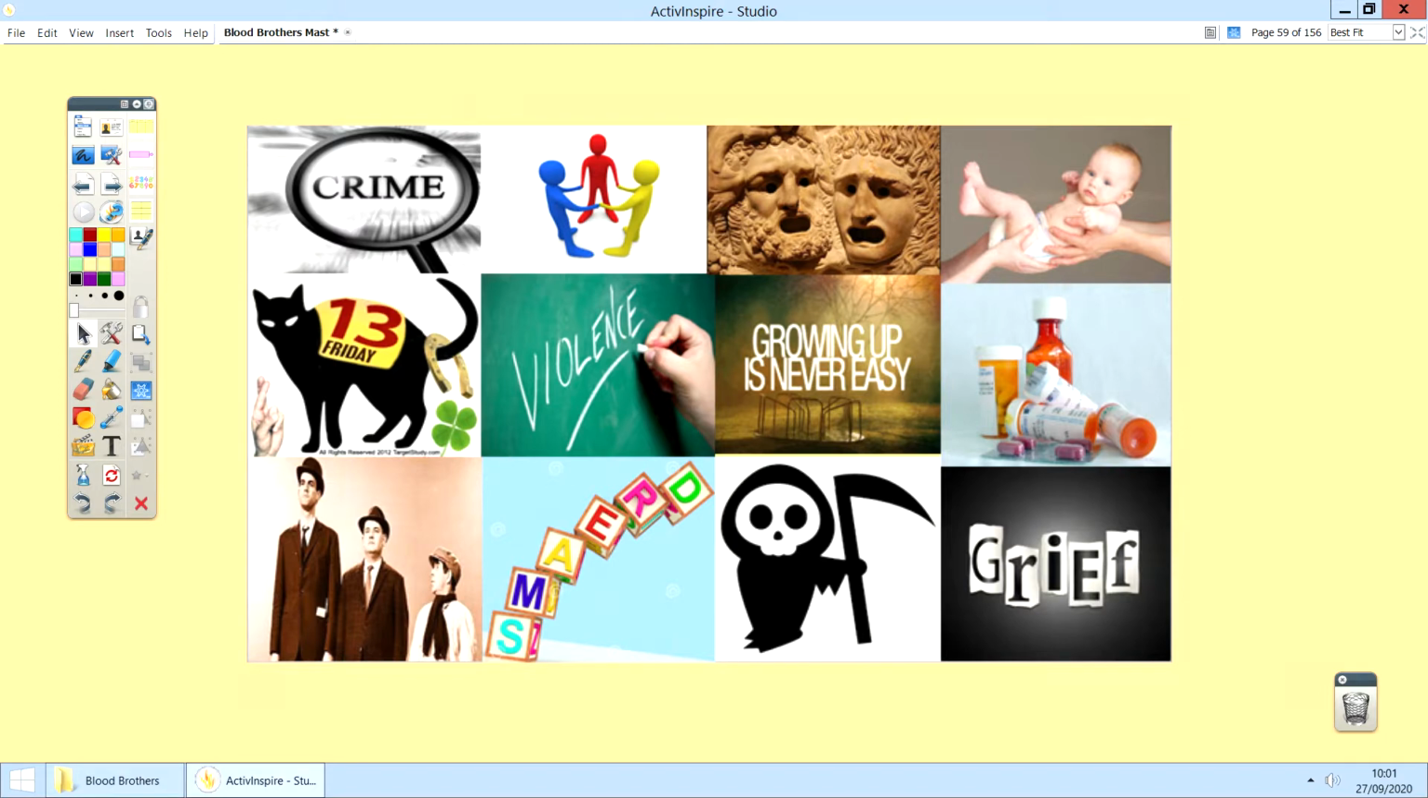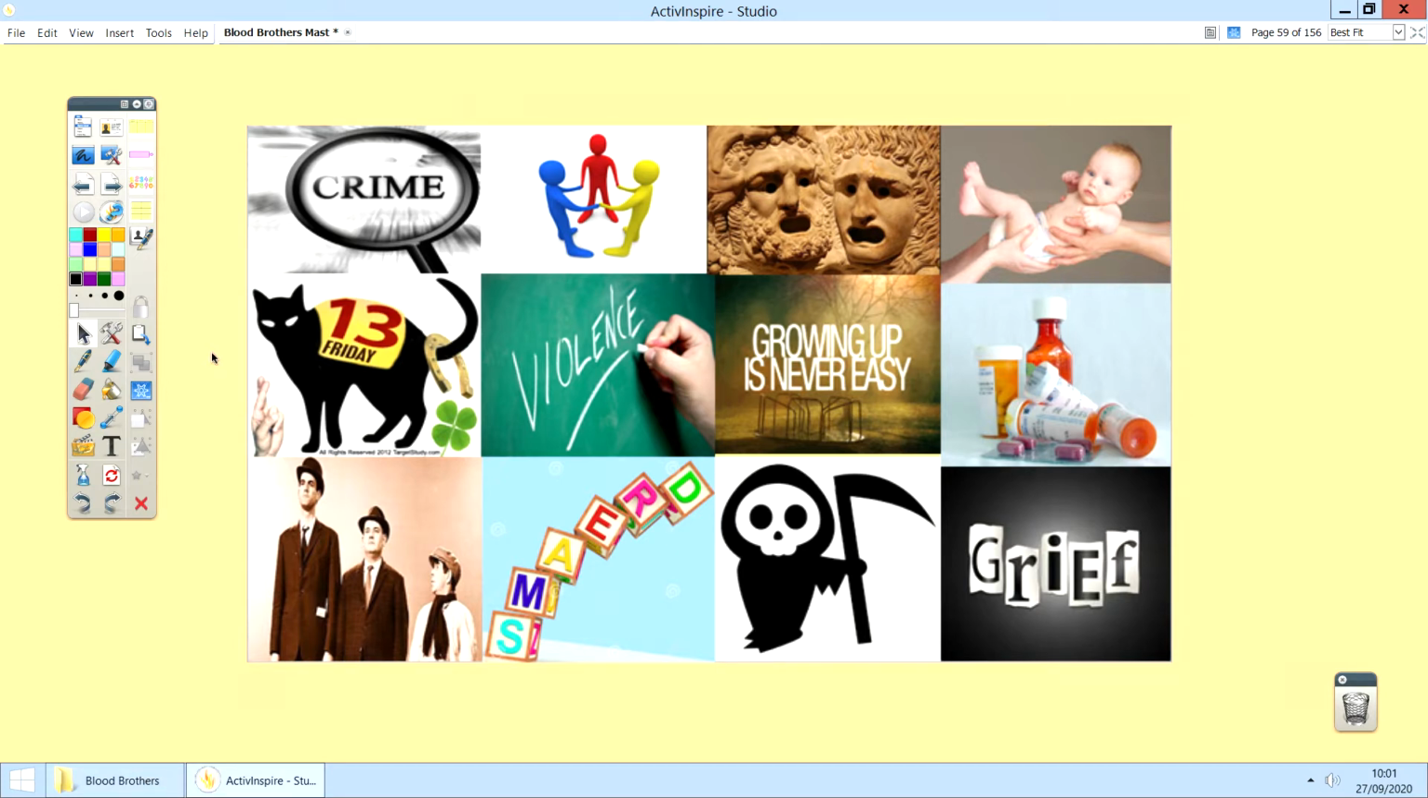There were a few tasks for this, but not a lot of class discussion. So this is the second lesson for Blood Brothers that was delivered to my class this week. The first thing is, these are the main themes that we see in the play Blood Brothers. Your task is to create a Wordle.